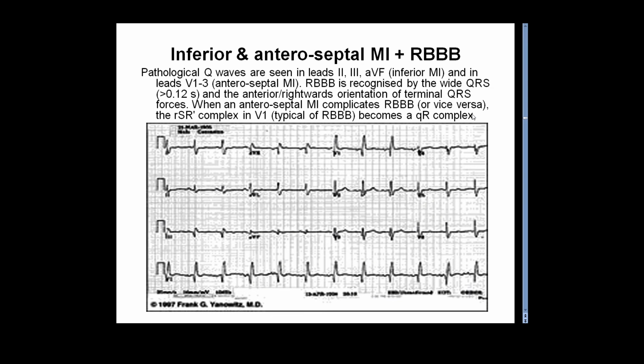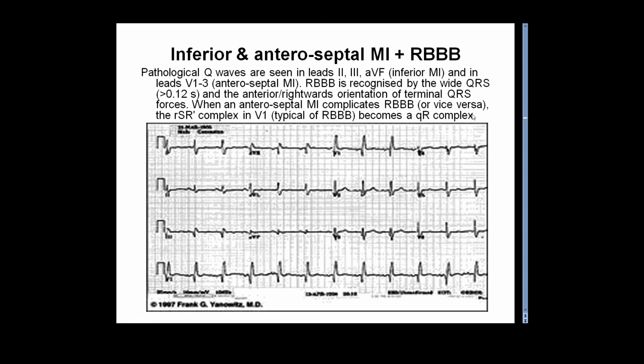Inferior and anterior septal MI plus right bundle branch block. Pathological Q waves are seen in leads II, III, aVF, which characterize inferior MI, and in leads V1, V2, anterior septal MI. The right bundle branch block is recognized by the wide QRS more than 0.12 seconds, and the anterior rightwards orientation of terminal QRS forces.